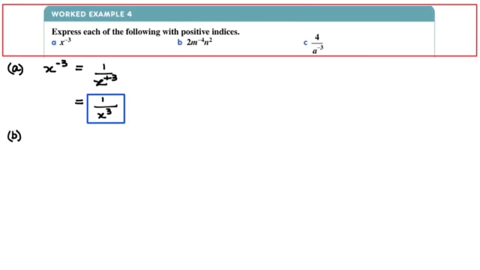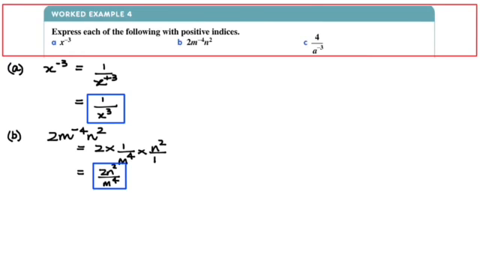So what about b now? b is 2m to the minus 4 n squared. Okay? So we have to make that m with a positive index, don't we? So that's 2 times 1 over m to the 4 times n squared, yes? So just writing it like that now, dispensing with the multiplication signs, we get 2n squared over m to the 4, and that's our answer.